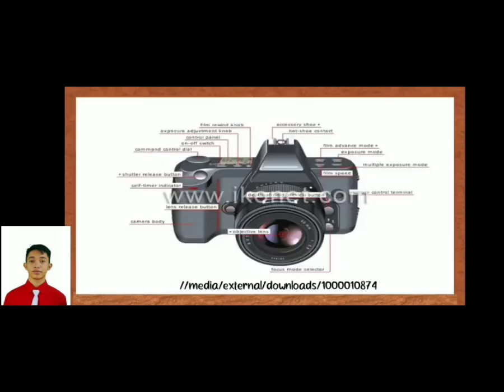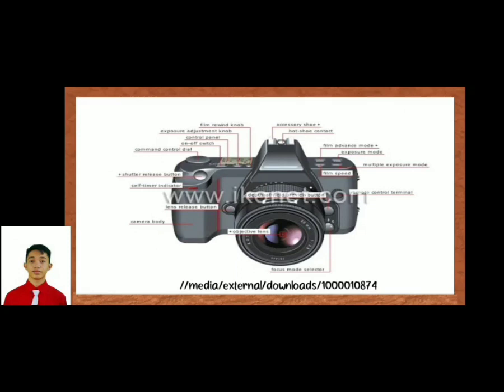So this is an image of a single lens reflex camera and its parts. So there are 17 parts of this single lens reflex camera, which includes the number 1, film rewind knob. It is used to rewind the film back into its cassette once it has been fully exposed.